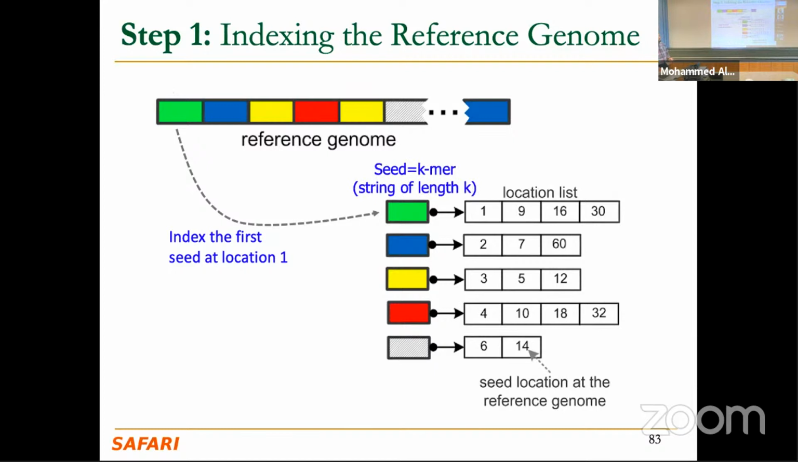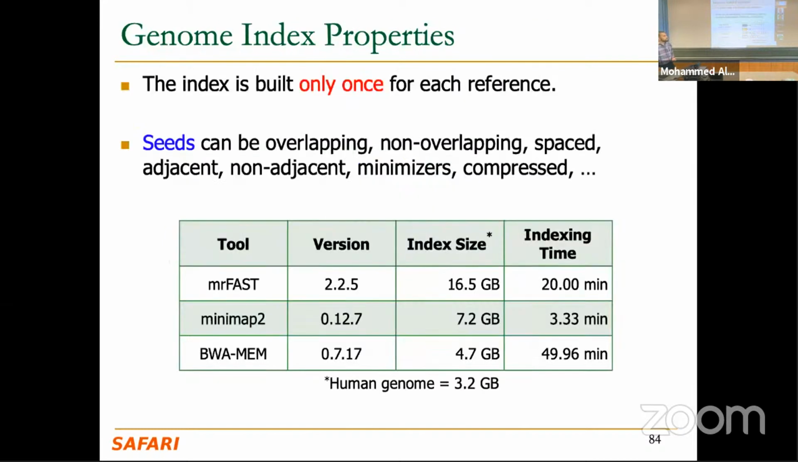All right, so now we build the index. We call each piece of these a seed or k-mer, where k is the length of this piece. And when we say the length is 6, then we call this a 6-mer, or 5-mer, or 9-mer, and so on. So k is really the length of the seed.